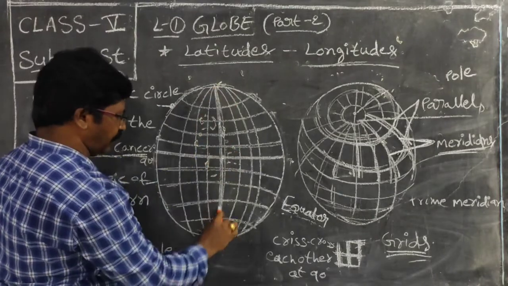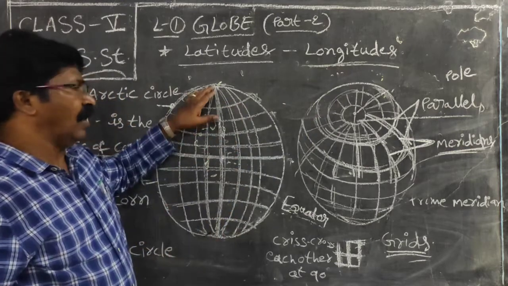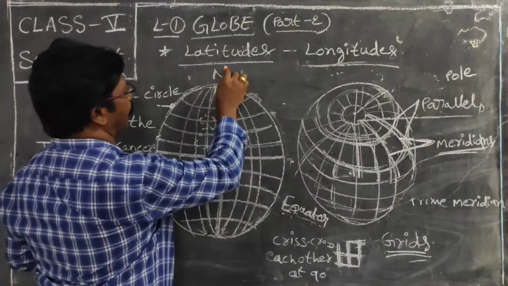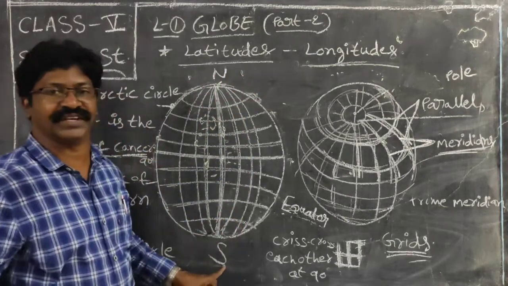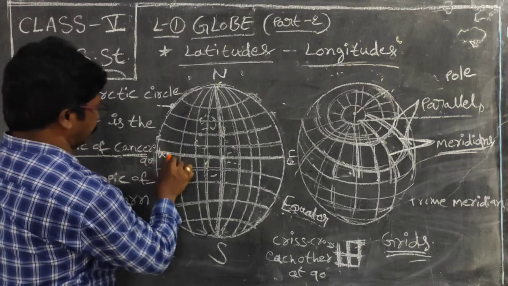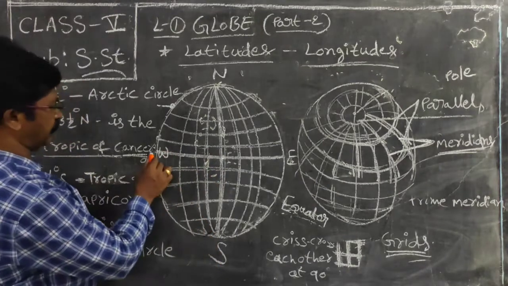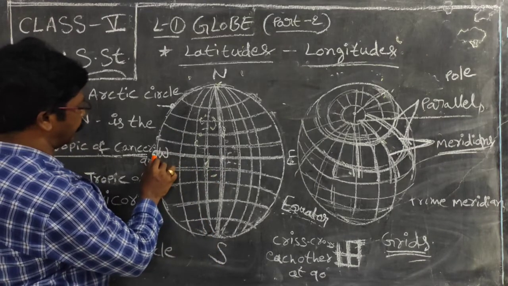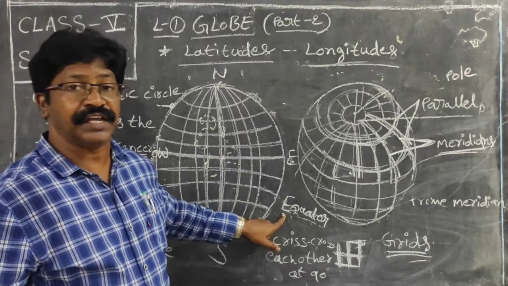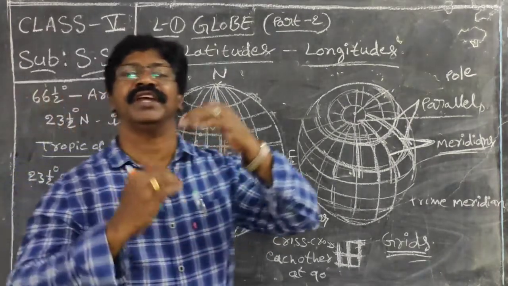These vertical lines are longitudes, and longitudes run north to south. This is north, this is south, and this is east, and here you can see west. The latitude at 0 degrees is called the equator. The equator is the latitude which divides the earth into two equal parts.